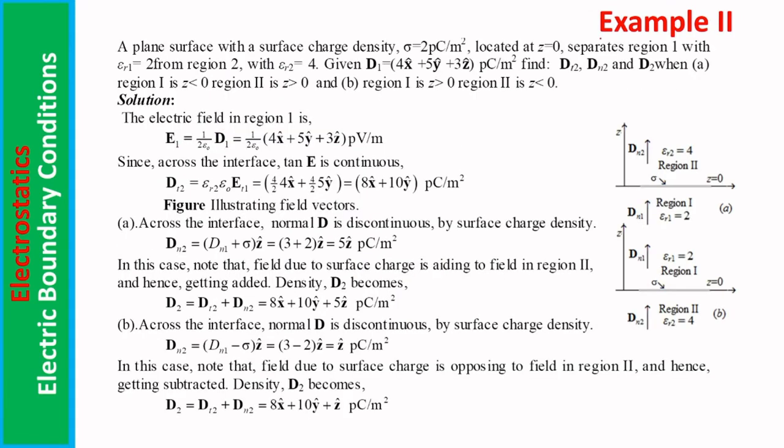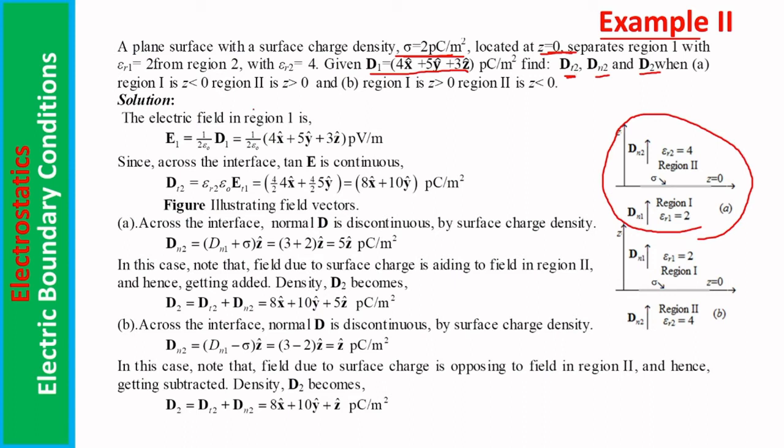We consider another example. Here the interface carries a certain surface charge density. The interface is located at z equal to 0. Region 1 is z less than 0. Region 2 is z more than 0. Now, what we are required to find out is d2, dt2, dn2. d1 is given. Displacement density in region 1 is given. You are asked to find out d2. Once d2 is available, in no time you can find out the tangential component and the normal component.